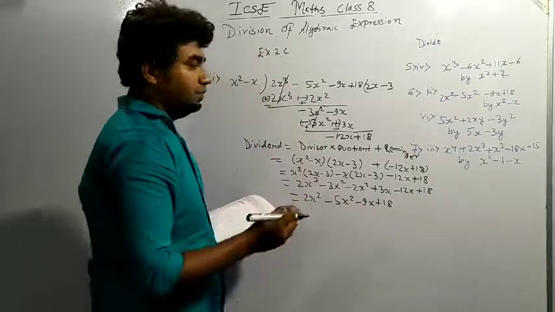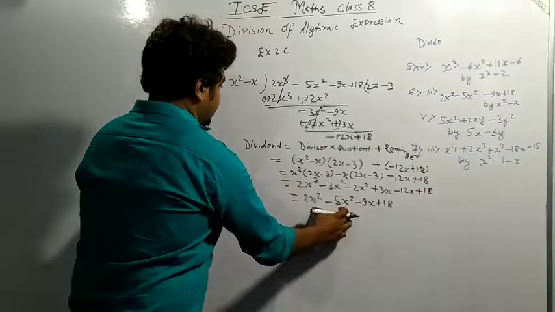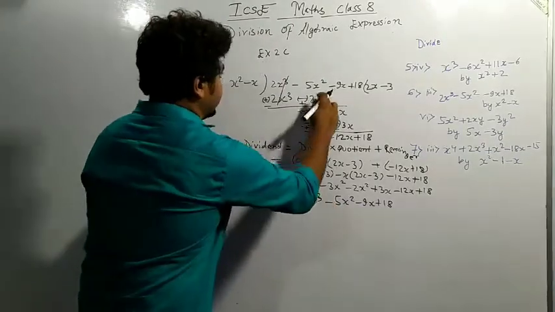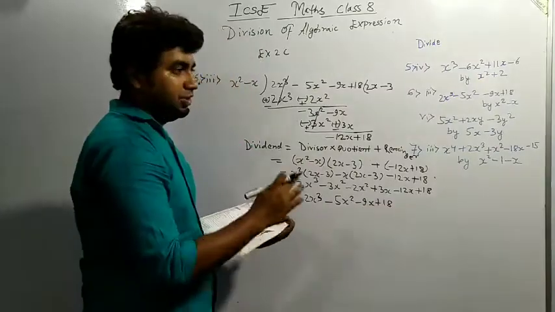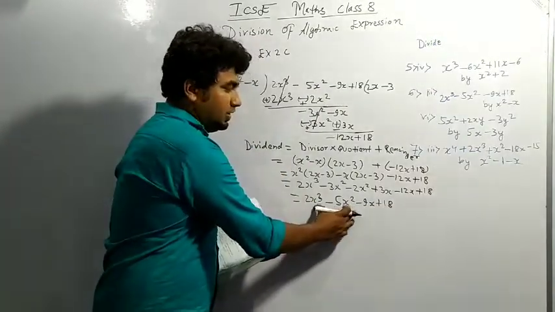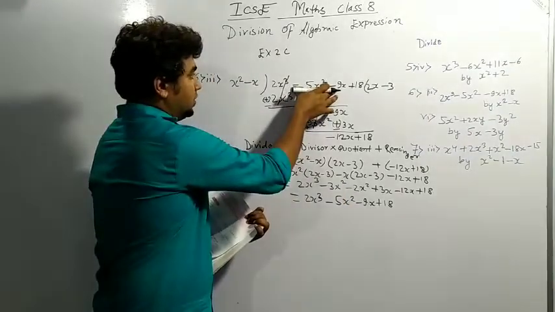So this is the way we are calculating the dividend, which is coming exactly this: 2x cube minus 5x square minus 9x plus 18, which is equal to the dividend. So this is correct because this is coming equal to the dividend.